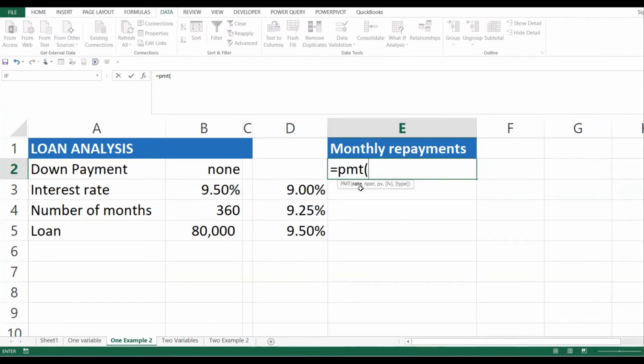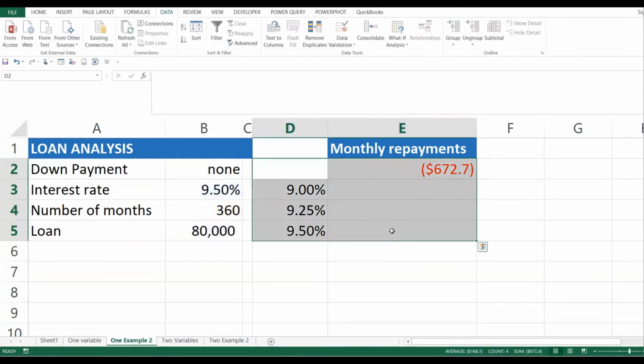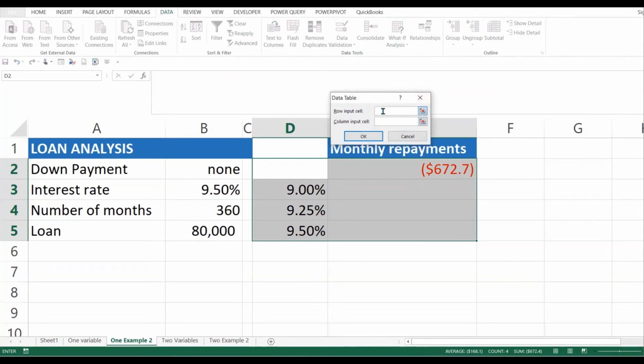My rate is this one here. My periods are that, but the rate I have to divide by 12. My repayment, my number of periods, 360. My present value of the loan is that. So after I've done that, I highlight this, go to data, what-if analysis, data table, row input.